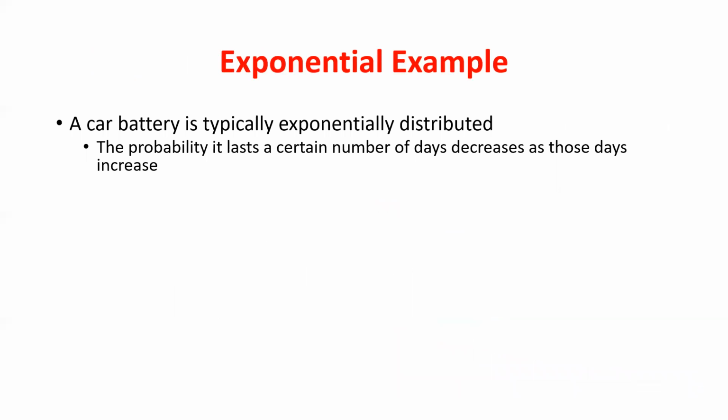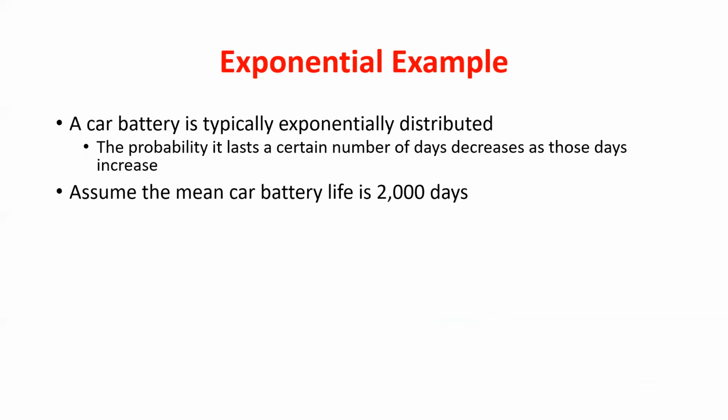So let's say we're looking at a car battery, and we know that it's going to last a certain number of days before it gives out. On average, this battery has a life of 2,000 days. So that's the value we see from the data. That's our mean.